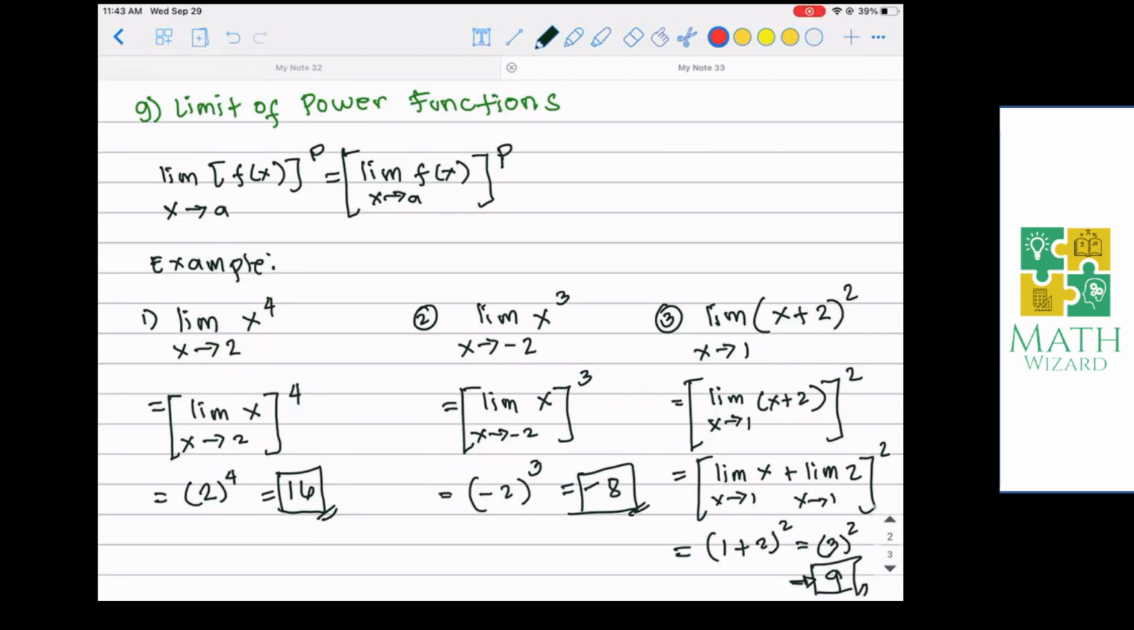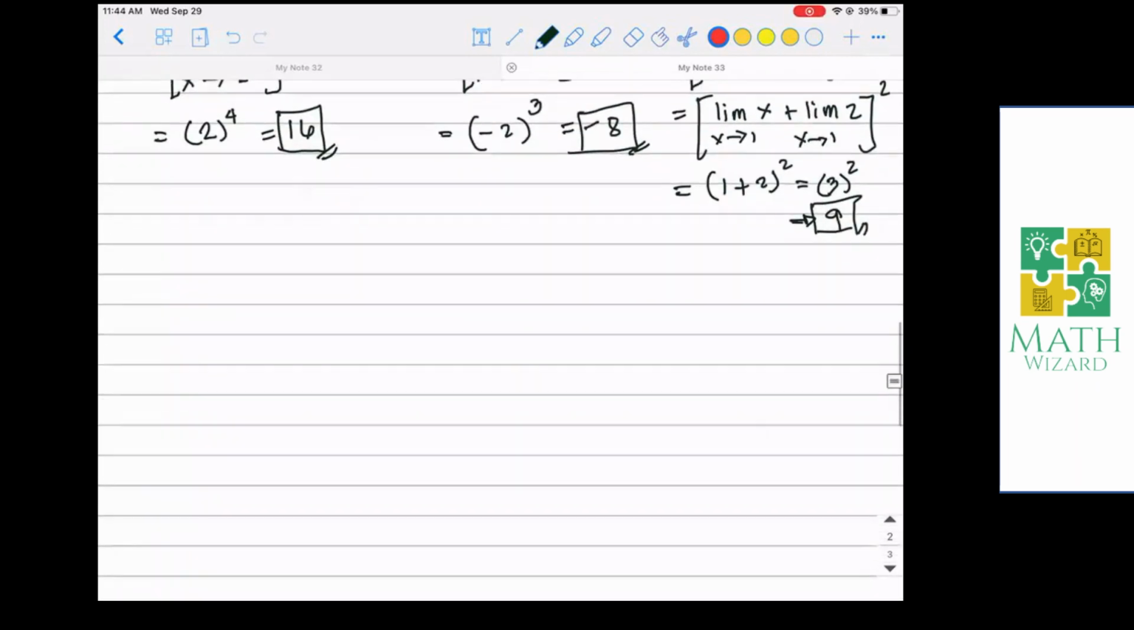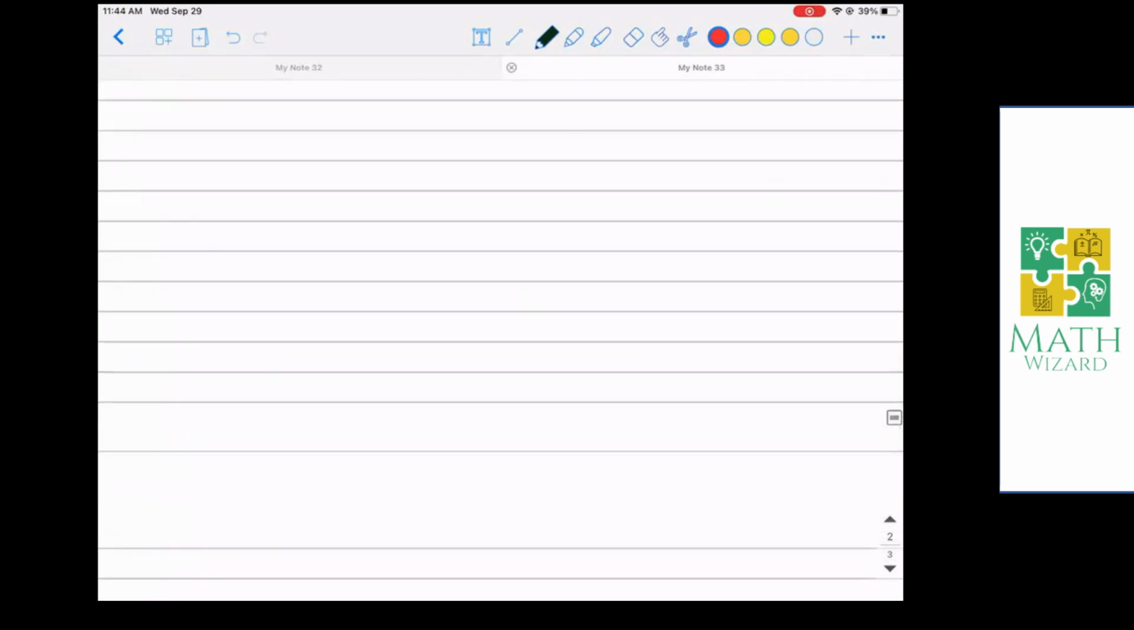Again, we solve muna for the limit of the function na nasa loob. And then kapag may sagot na tayo sa limit ng function, saka natin siya i-raise to its power. So let's have the limit of root functions. Sa root function naman, same lang siya sa power. We solve muna yung inner function bago natin kunin yung the roots of it.